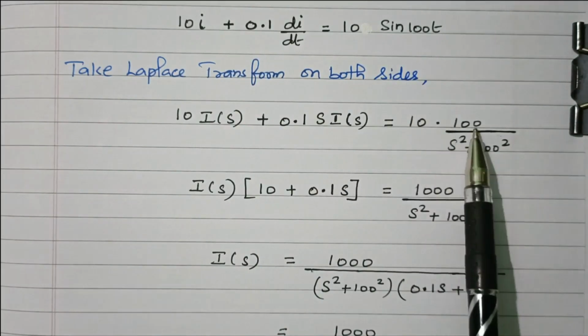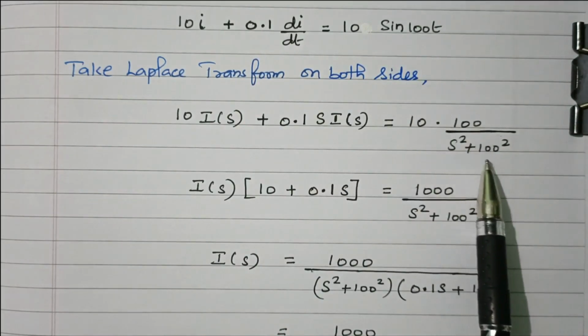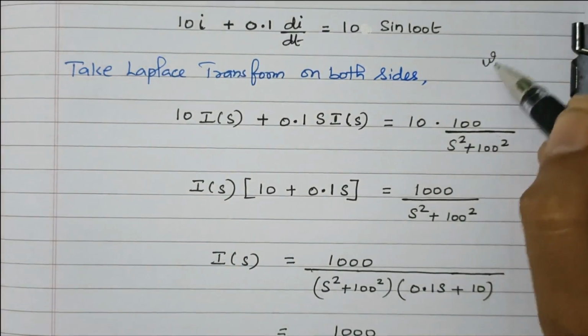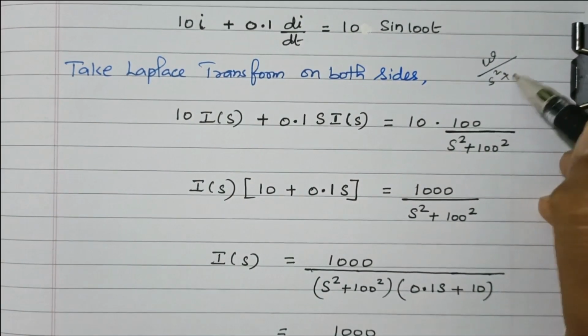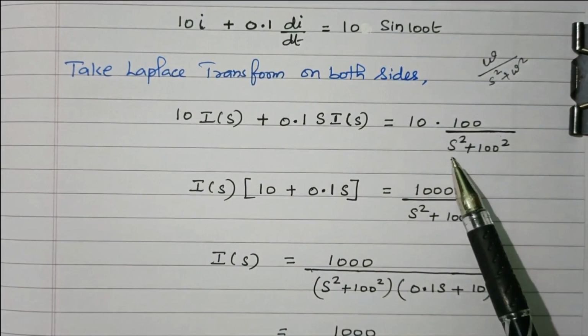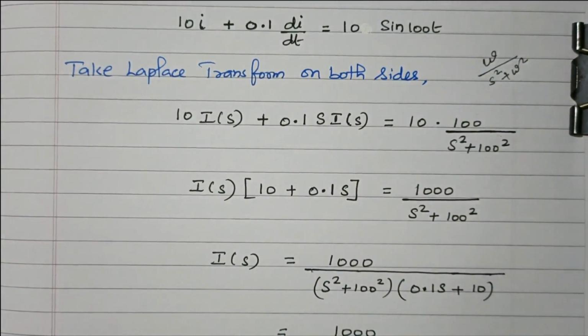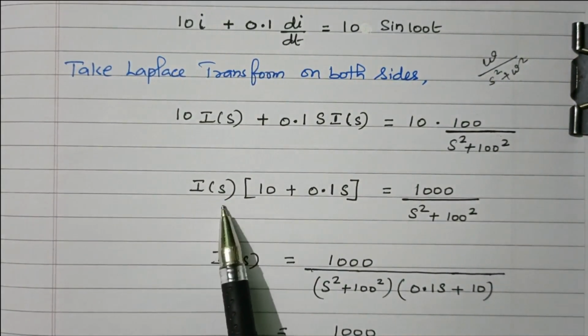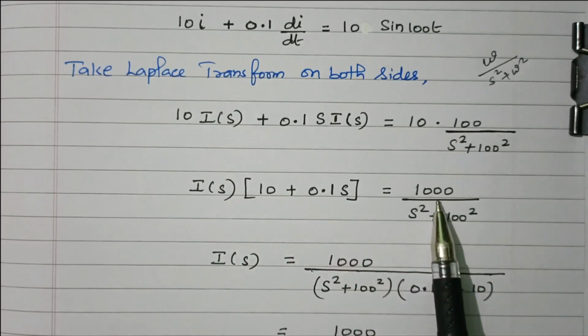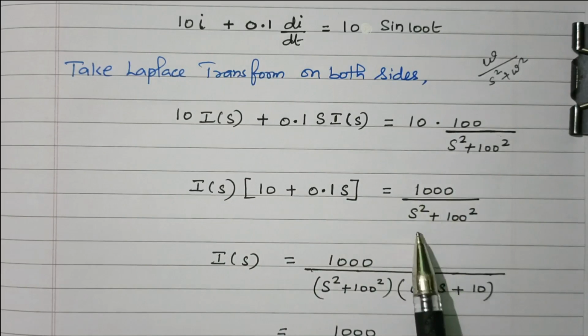The Laplace of sin 100t is 100 divided by s square plus 100 square. The formula is omega divided by s square plus omega square. Here the omega value is 100, so 100 divided by s square plus 100 square. So take I of s common: 10 plus 0.1s equals 10 into 100, that is 1000, divided by s square plus 100 square.